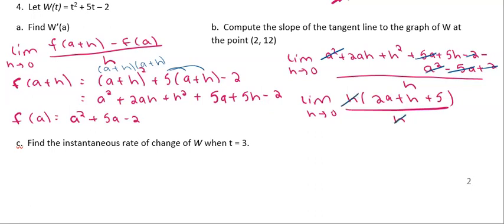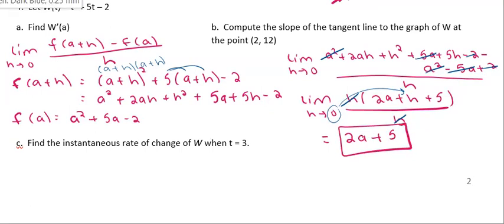Canceling our h's. Now we've eliminated our division by 0, so we can substitute our 0 in for the h right here. And if we substitute 0 in for h, we don't write the limit anymore because we're evaluating, we're putting the 0 in. So this will leave us with 2a plus 5. So this is basically the formula for the derivative, and that's what we found in part A.